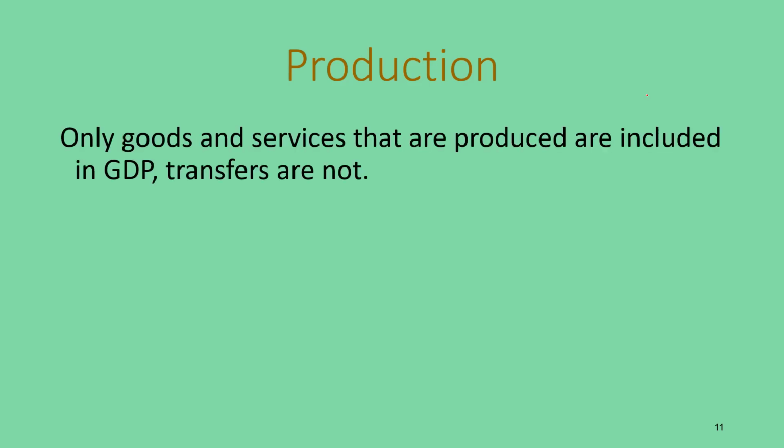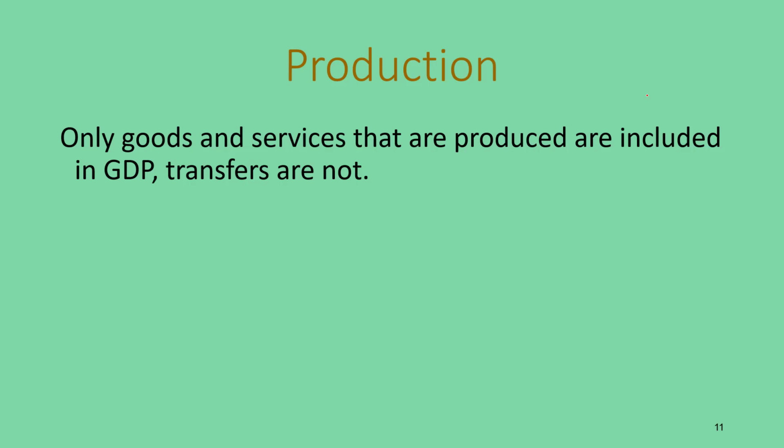So remember, our definition for GDP is the market value of all final goods and services produced. So let's talk about what we mean by being produced or production. So only goods and services that are produced are included into GDP. Transfers are not. And transfers are when you take something from one person and give it to somebody else, either voluntarily or through coercion. But again, that's not anything being produced, that's just something being transferred, and that does not get included into GDP. So only production gets included, transfers are not.